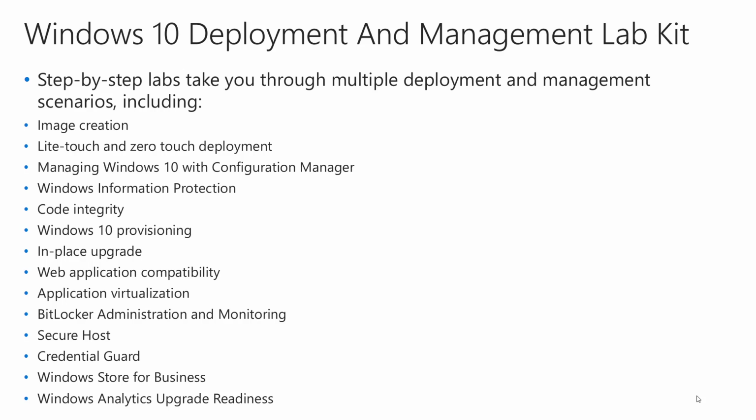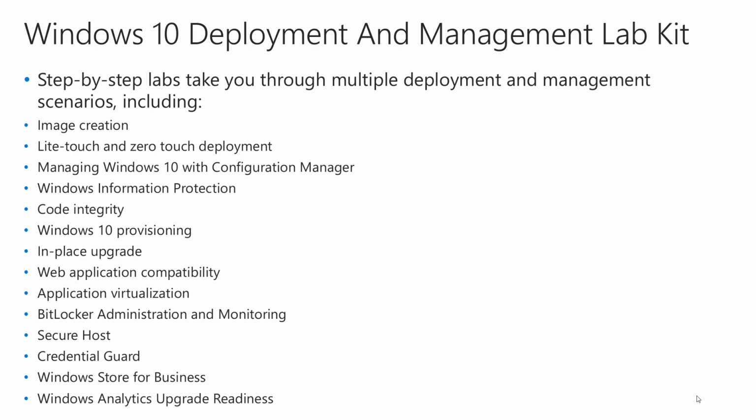Now these have grown over time, but things like creating new images, light touch using System Center, light touch using MDT, zero touch using System Center Configuration Manager, scenarios around Windows Information Protection, code integrity, using provisioning packages, which we'll be talking about a little bit later in the recording, but also things like doing in-place upgrades. So something that Microsoft didn't really propose too heavily with earlier versions of Windows, but with Windows 10, Microsoft is definitely pushing hard to get organizations to do in-place upgrades because they're finding that it really speeds the process up and gives the user a better result afterwards.